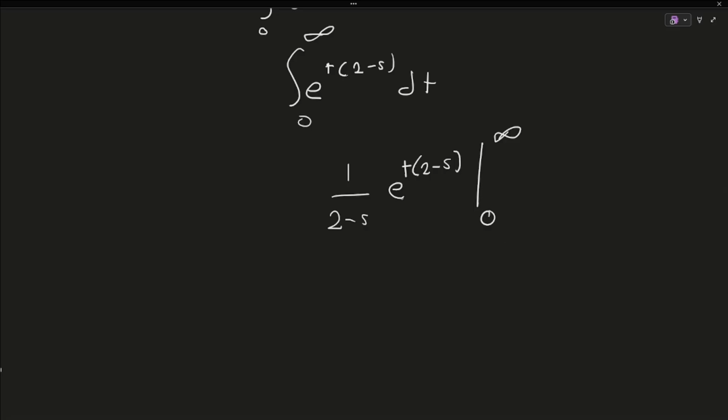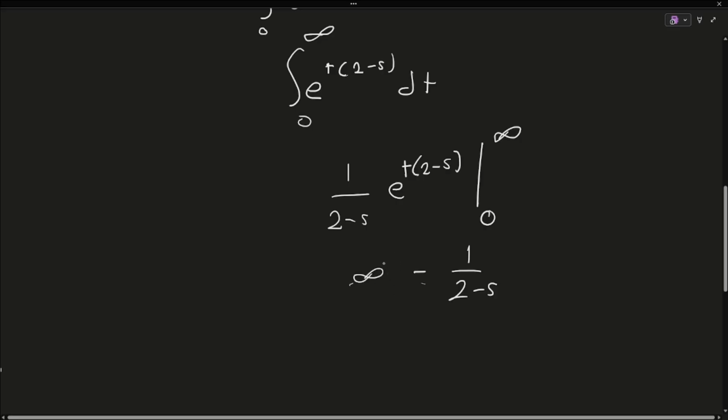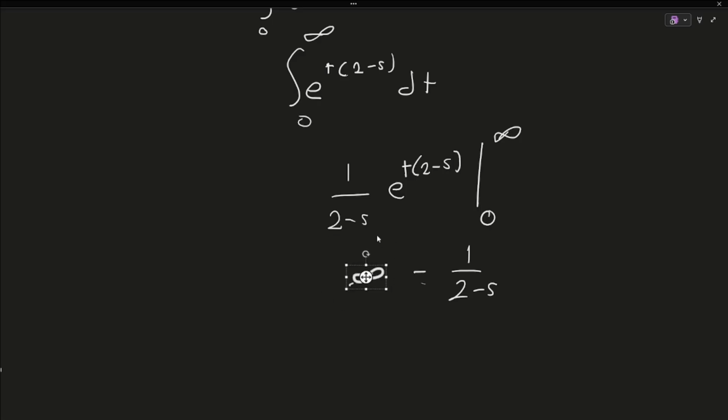So e to the, what do we have here? We're going to have something large going on, so we're going to have 1 infinity. As the limit approaches infinity, and if we have 0, we will have 1 over 2 minus s. This infinity is usually ignored because we want something convergent. We don't want a divergence. So we're going to get rid of this infinity part.